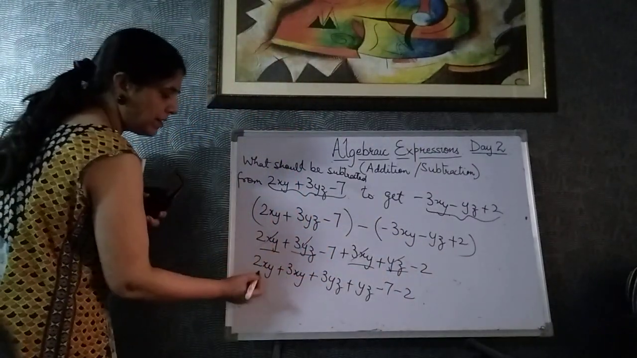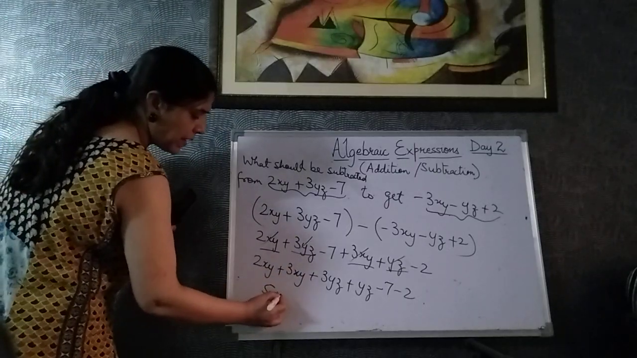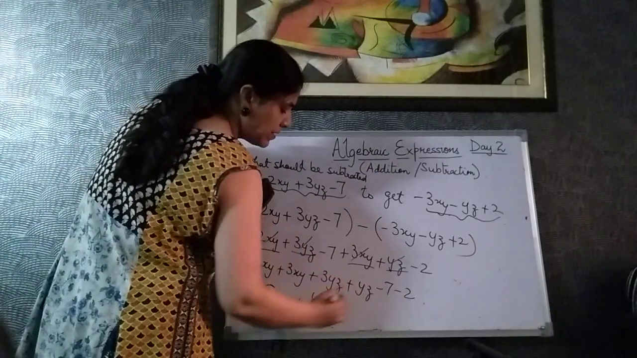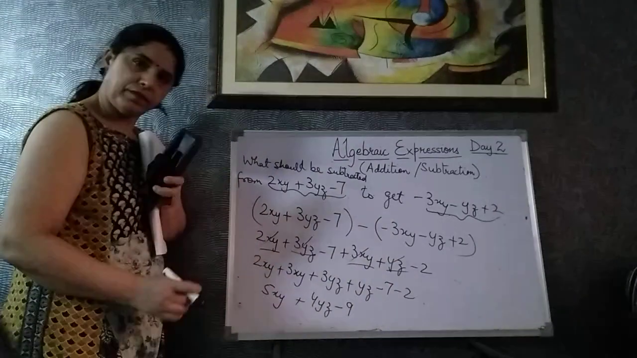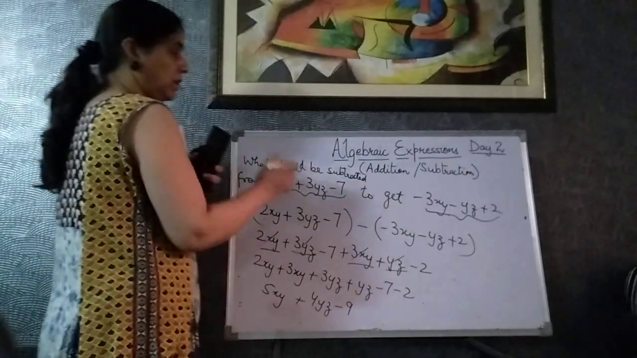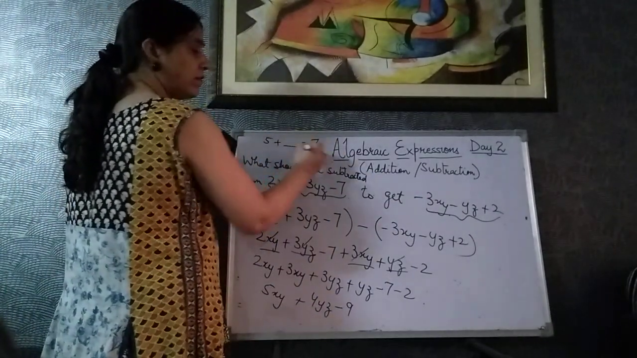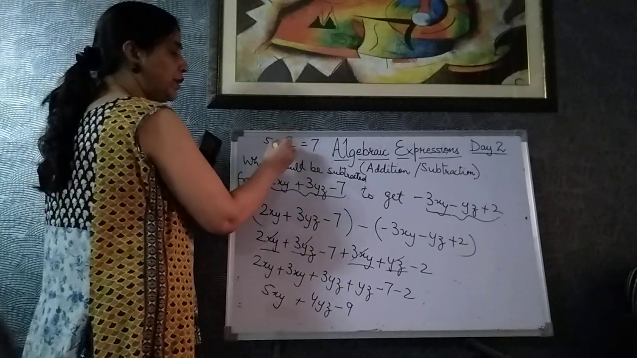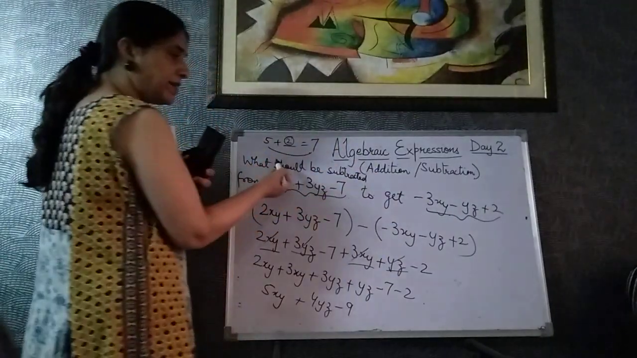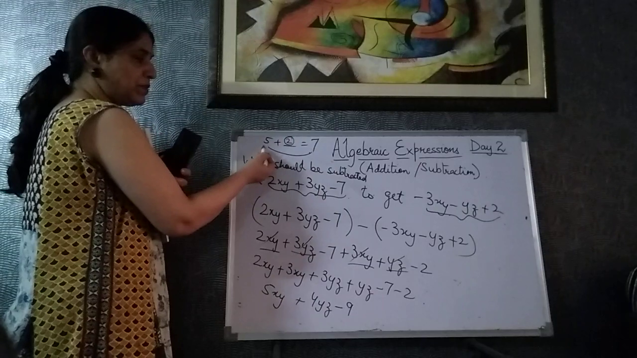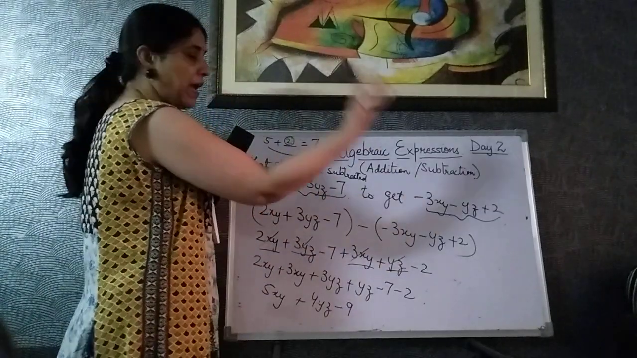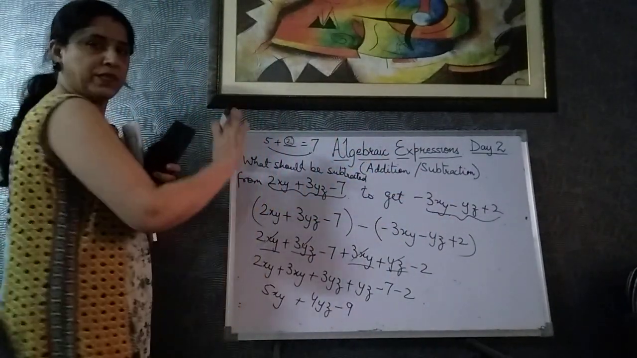So what should be subtracted? 2 plus 3 is 5xy plus 4yz, minus 7 minus 2 is minus 9. Understood? Now if they would have asked you what should be added to this to get this. What is added to 5 to get 7? 2. How did this 2 come? 7 minus 5. So in that case you would have subtracted 7 minus 5, which is 2. Here what we have done is first expression minus second expression. There we will subtract second expression minus first expression.